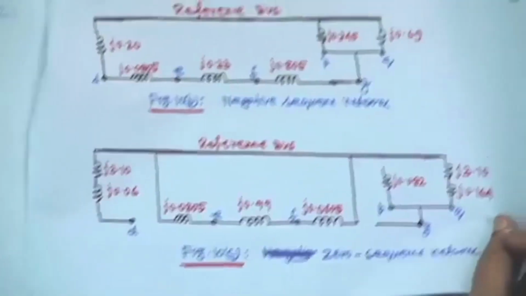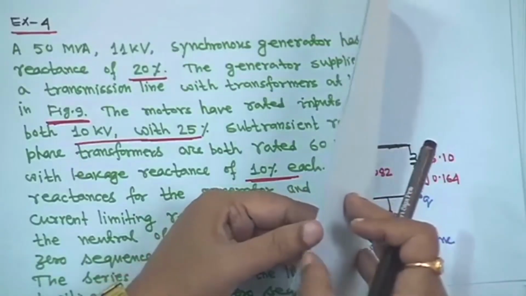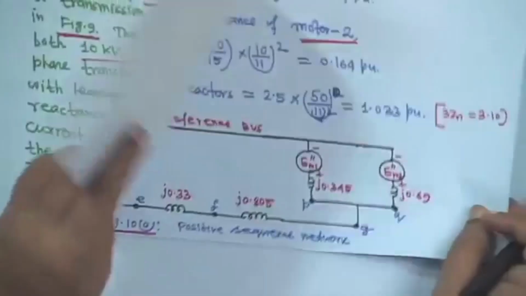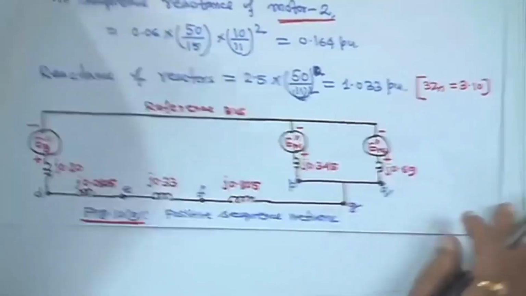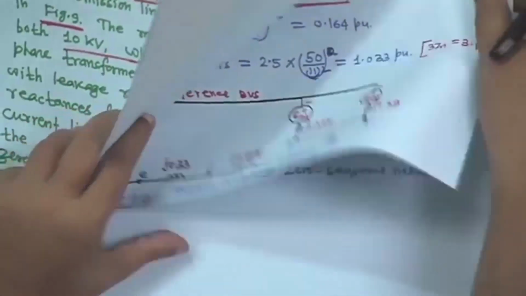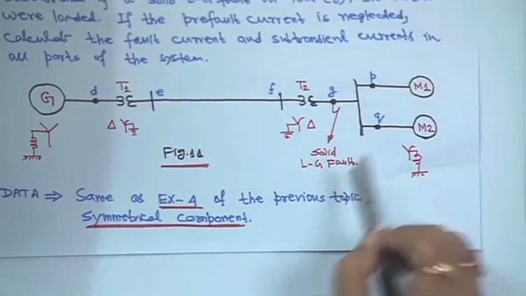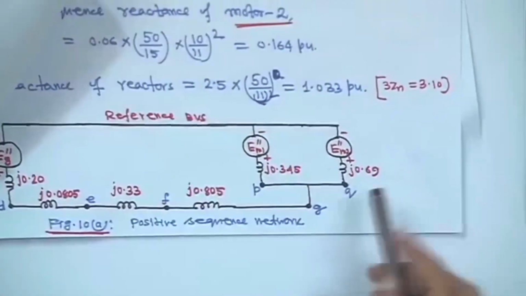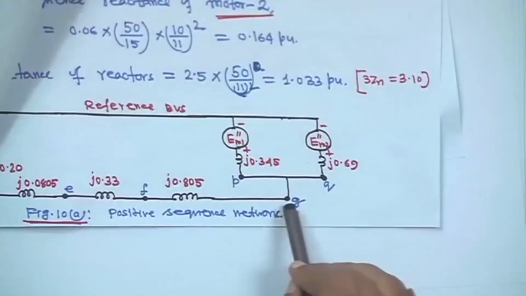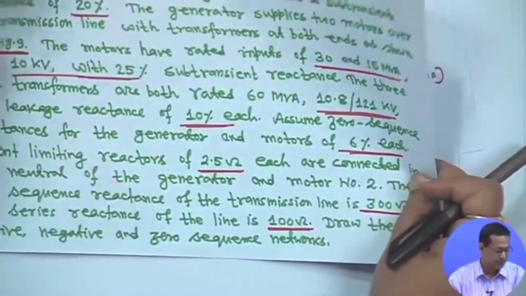Now, a fault has occurred at a point near the motor terminal. Suppose this is your G, that means in this diagram there are points P, Q and G. At this point G a fault has occurred, a solid line to ground fault. So, in this case, what will happen?